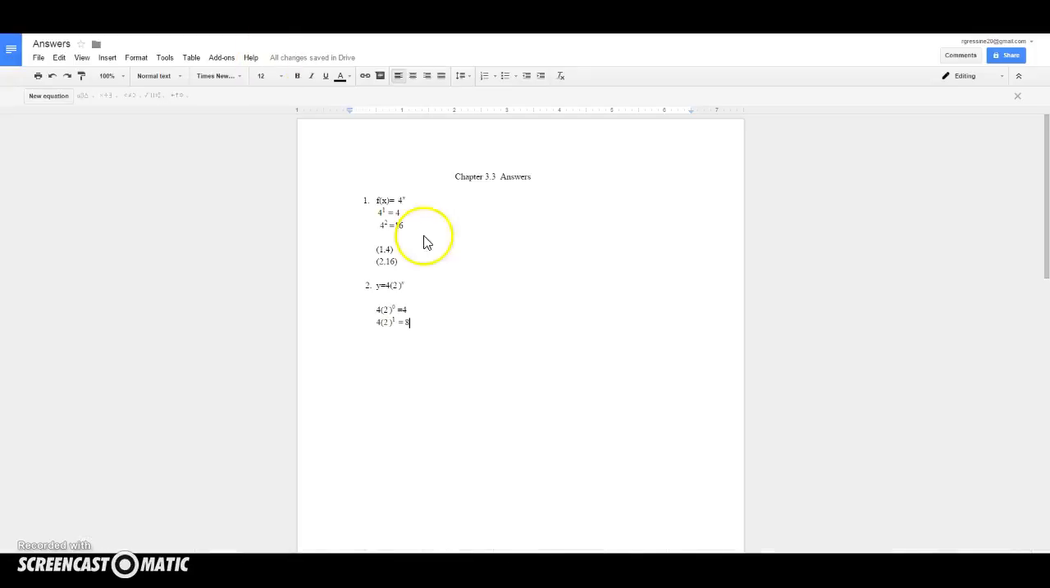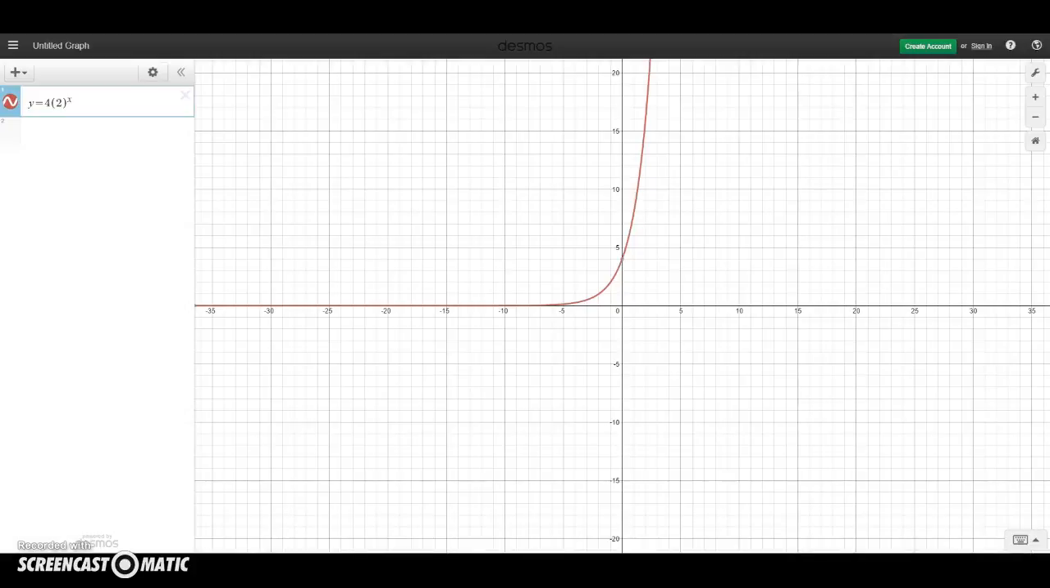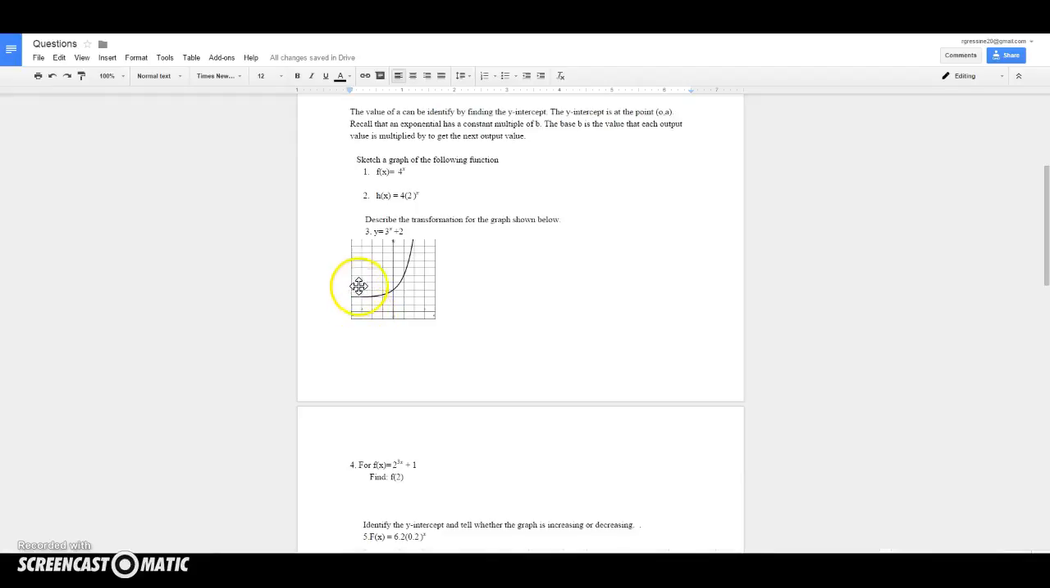Alright, I'll go to the next one, which is number 3. We're going to describe the transformation of the graph below. We have the equation y equals 3 to the x plus 2. I'm going to explain it in my own way, then show you on the graph. The normal formula for this is y equals 2 to the x, and the graph always starts at 1. I'll show you.